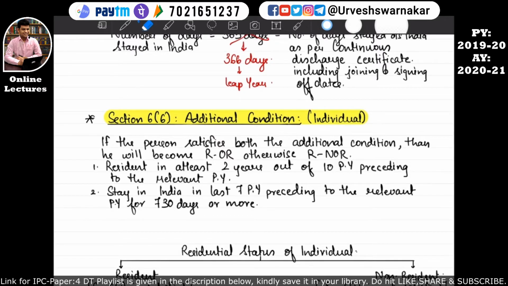This is for an individual again. If the person satisfies both the additional conditions, both meaning these two conditions should be fulfilled cumulatively. Okay, this should be fulfilled how? Cumulatively. If a person satisfies both the additional conditions, then he will become ROR, otherwise RNOR. What does ROR mean? ROR means resident ordinary resident, otherwise resident non-ordinary resident. Why is section 6 subsection 6 determined? This is determined for the scope of income.